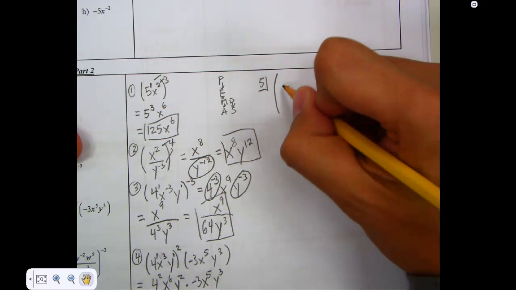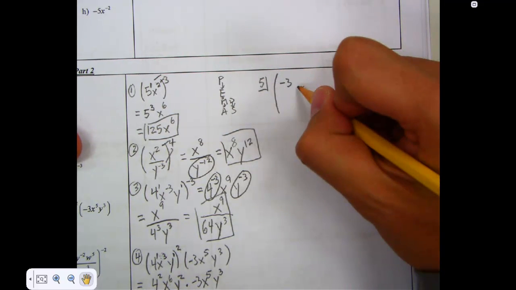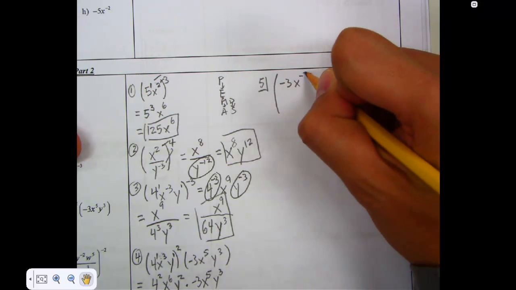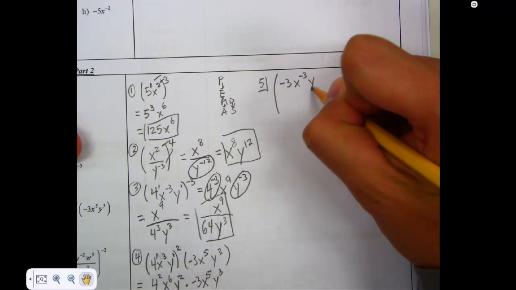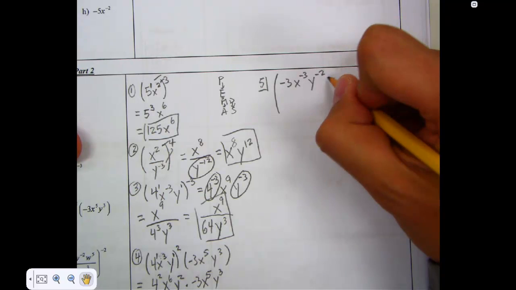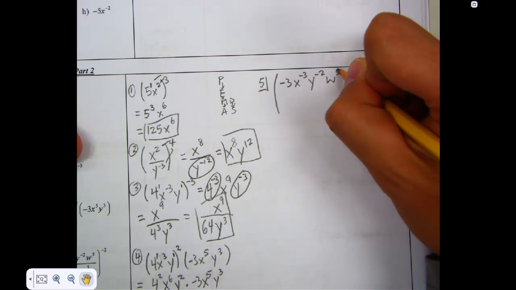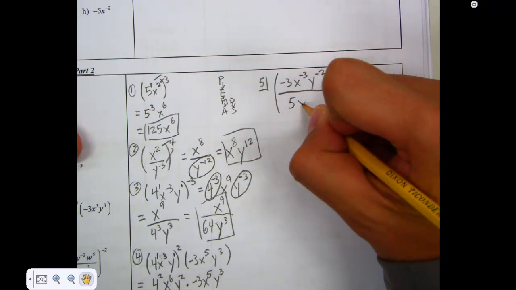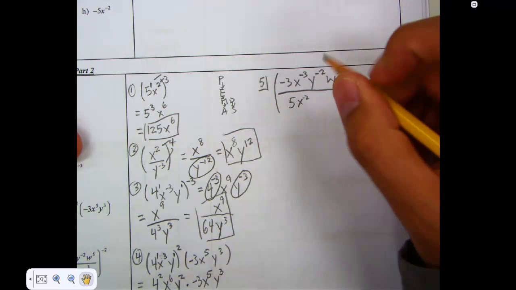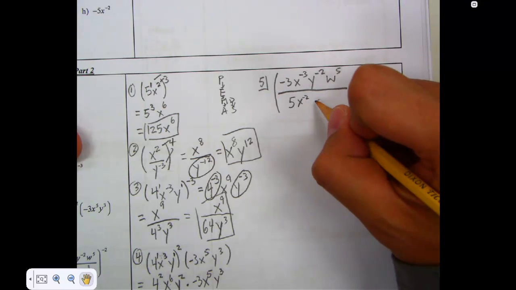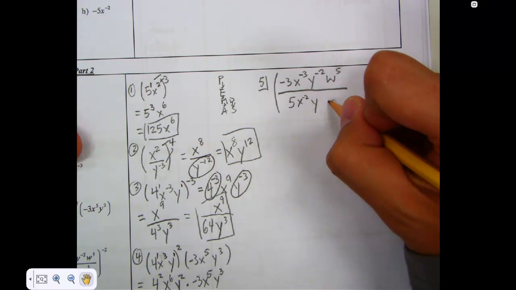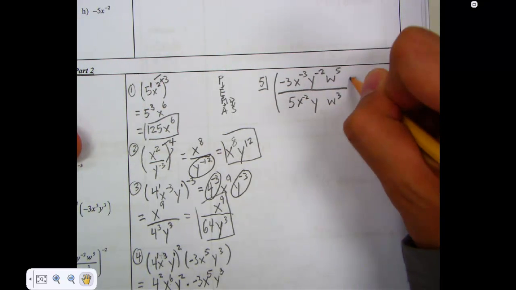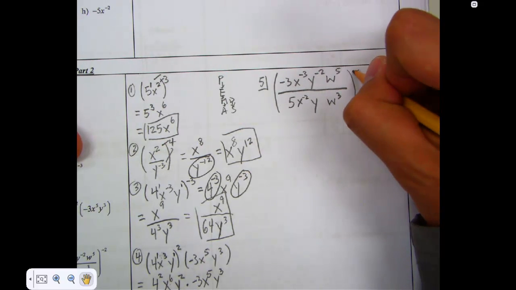The quantity negative 3 x times x to the negative 3rd power times y to the negative 2nd power times w to the 5th divided by 5 x to the negative 2nd power times y times w to the 3rd power all to the negative 2nd power.